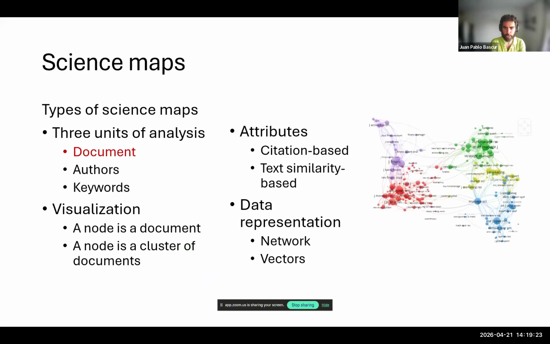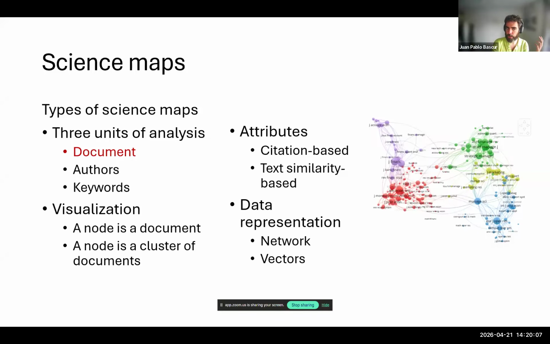And in practice, when you do a science map, you have three types of science maps based on the unit of analysis. You have the science maps that try to study the documents, the ones that try to study the authors, and the ones that try to study the keywords. So all science maps are created based on documents, but the difference is the unit of analysis that you try to visualize. For the purpose of information retrieval, I will focus on documents because that's the ideal science map for information retrieval.